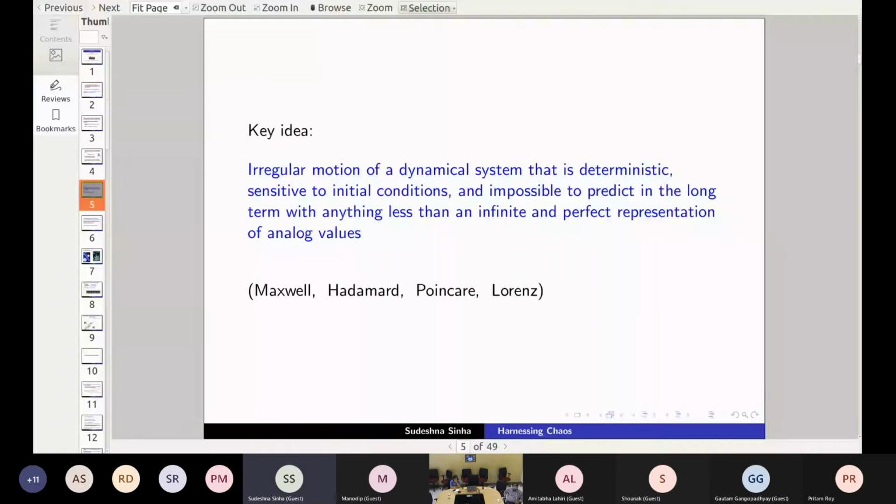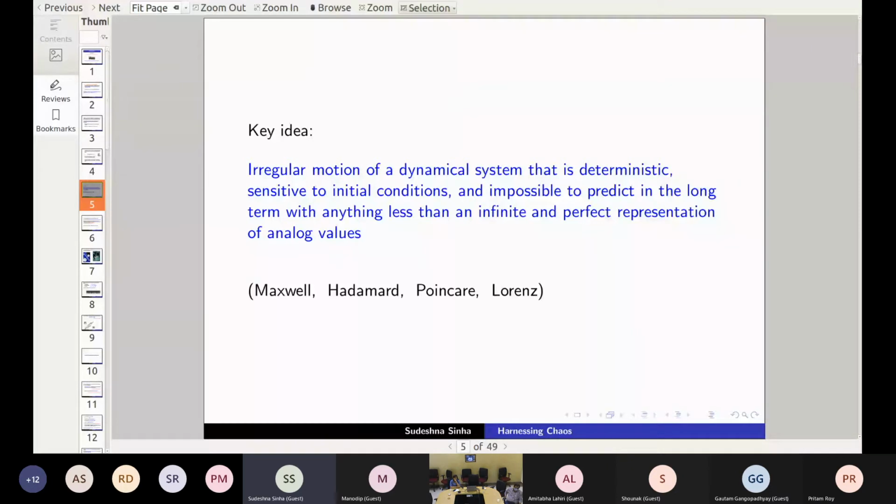So what is the key idea? One of the key ideas was that irregular motion of a dynamical system that is deterministic, sensitive to initial condition, and almost impossible to predict in the long term with anything less than infinite and perfect representation of analog values. Now I have put in quite a few words, but what it means is that unless you have perfect precision in your state variables, whatever prediction you make is going to be wrong sooner or later, and sooner rather than later.